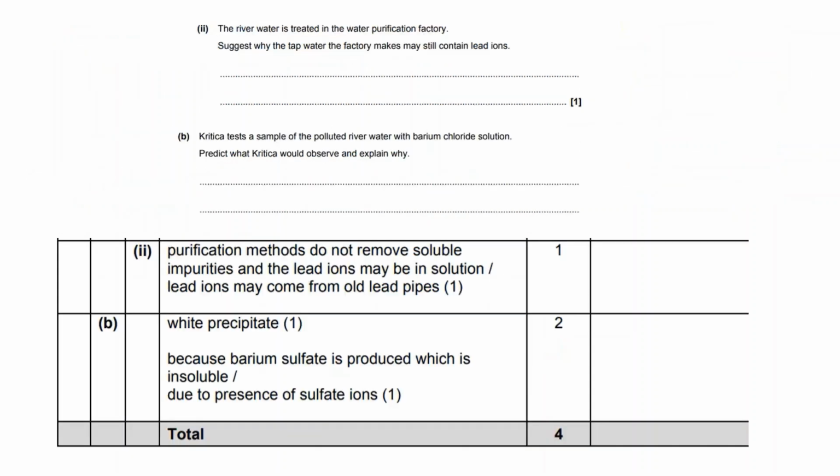Purification methods do not remove soluble impurities, and the lead ions may be in solution. Lead ions may come from old lead pipes. Part B, white precipitate, because barium sulfate is produced, which is insoluble, due to the presence of sulfate ions.